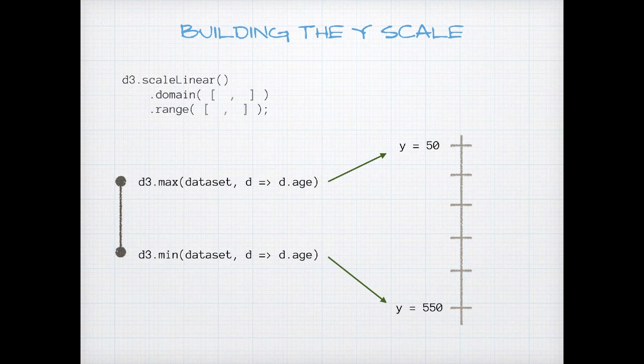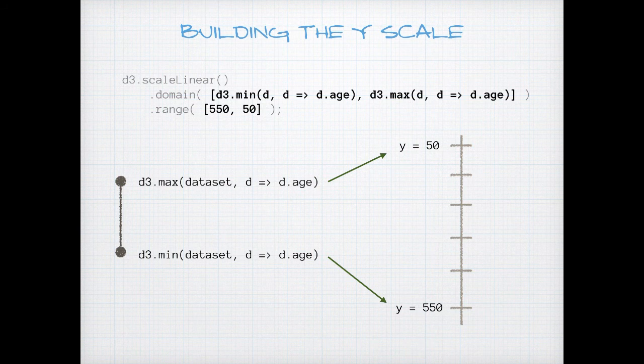All right. So what we need to do then is send two arrays to domain and range. So the domain is going to go from D3 min to D3 max. The first element in that array is D3 min. The second element in that array is D3 max. That is going to correlate or map to the array in the range. And you can see from my arrows here, D3 min is going to map to the y value 550, and D3 max is going to correlate to the y value 50.